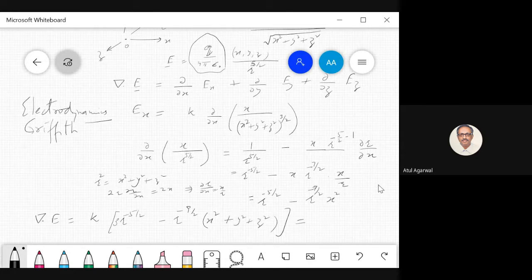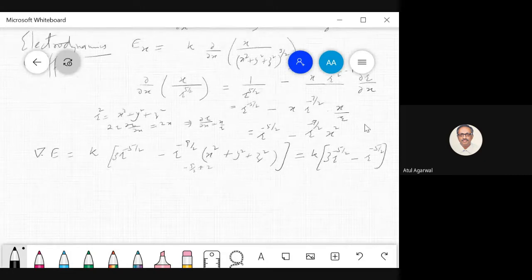So what do you get? K into 3r to the minus 5 by 2 minus, this is r square, so minus 9 by 2 plus 2, so minus 5 by 2 again. If you look at Griffiths, he has done it properly. So you get K into 2 r to the minus 5 by 2. Now we have to see if there is some mess in what I have done.